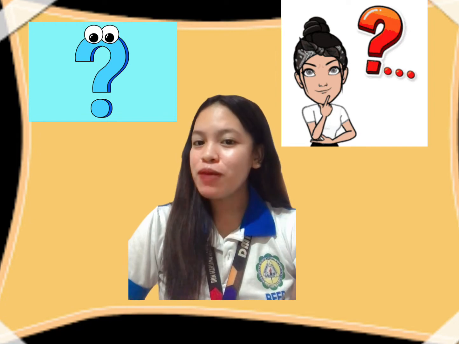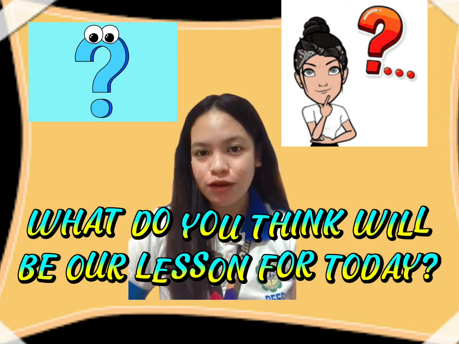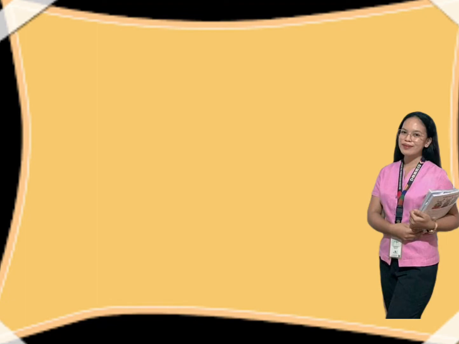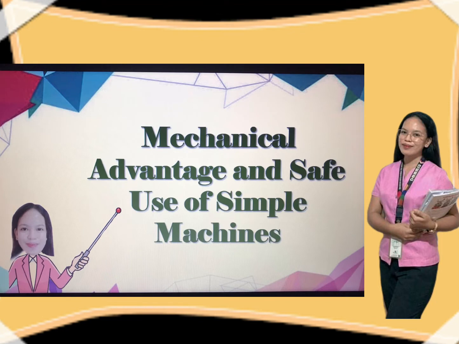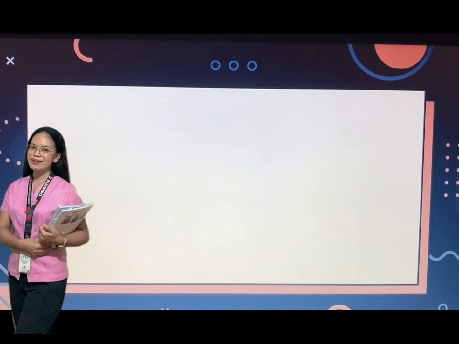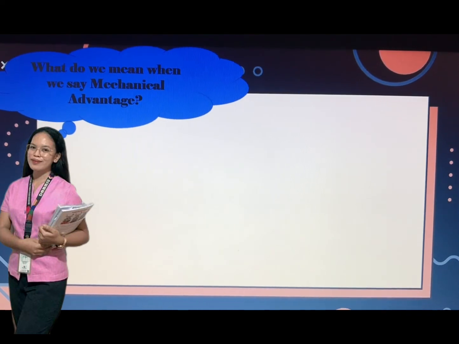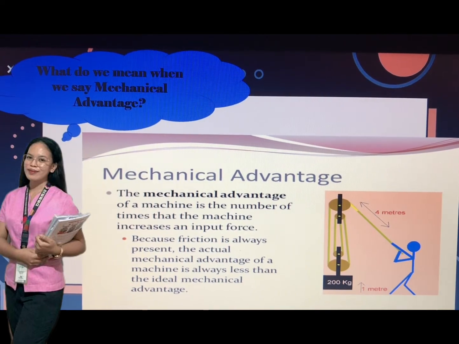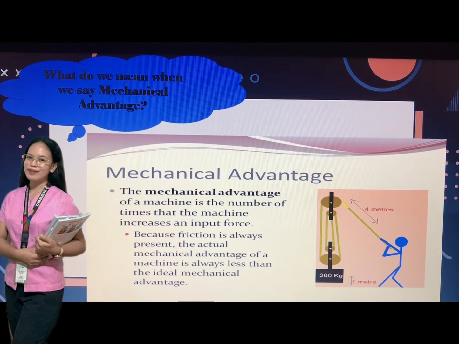Now based on the pictures that I've shown you, class, what do you think will be our lesson for today? Class, our lesson for today is all about mechanical advantage and safe use of simple machines. So, what do we mean when we say mechanical advantage? The mechanical advantage of a machine is the number of times that the machine increases an input force.